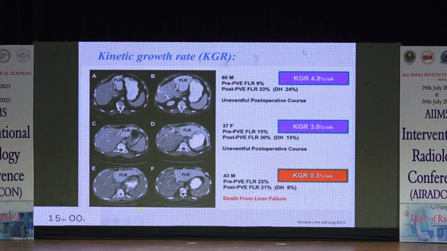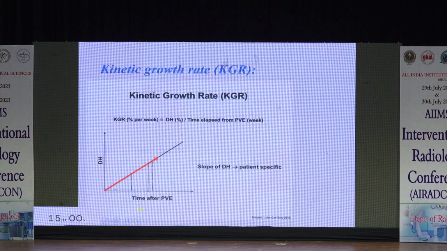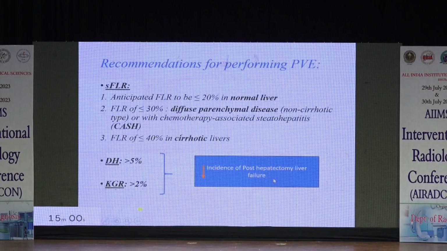We are giving 4 weeks for the liver to regenerate. So suppose the patient is having an 8% increase in liver volume, or degree of hypertrophy is 8, we divide it by 4 weeks, that is 4. So the kinetic growth rate is 2. The kinetic growth rate has to be more than 2% for predicting less complications post portal vein embolization. So this is what we have discussed earlier.